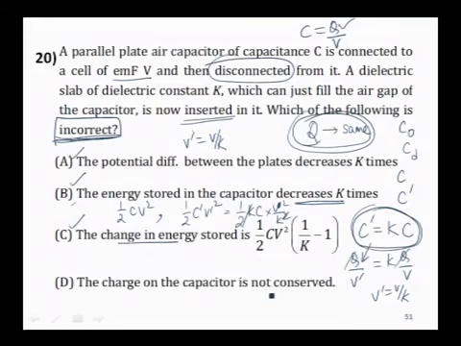So what is wrong? Charge is not conserved is wrong, because this is the main factor. Charge is conserved because charge cannot go to the cell or come out of that, because it is disconnected. So this is the option which is incorrect, and therefore you have to choose option D for that.